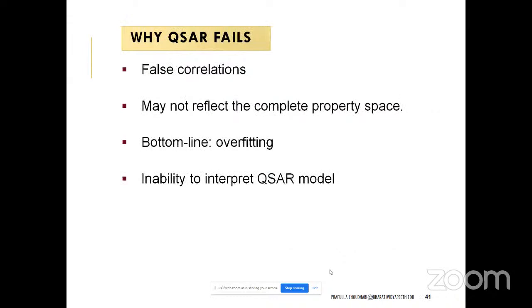Normally, when you see QSAR as a success story, there are certain reasons for the failure of QSAR. First is the false correlation that we have exhaustively discussed. Then, not reflecting the complete property space. Then overfitting. And last, based on computational chemistry, is the inability to interpret the QSAR model. That is the most important thing: improper interpretation of the QSAR model may lead to the failure of QSAR studies.